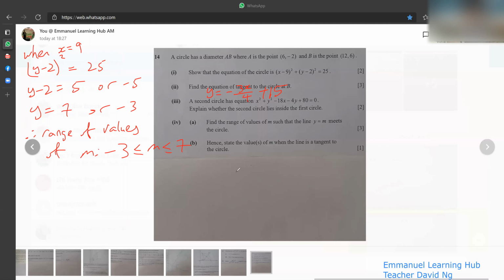Hence, take the values of m such that the line is a tangent to the circle. Hence, state y equals minus 3, y equals 7. So m equals minus 3, m equals 7, since y equals m is the line. Okay, part 4.